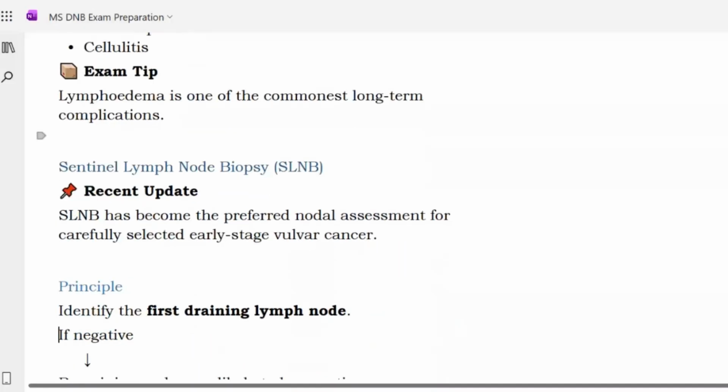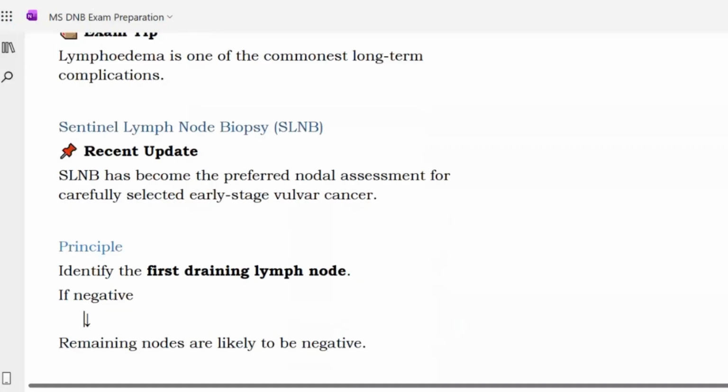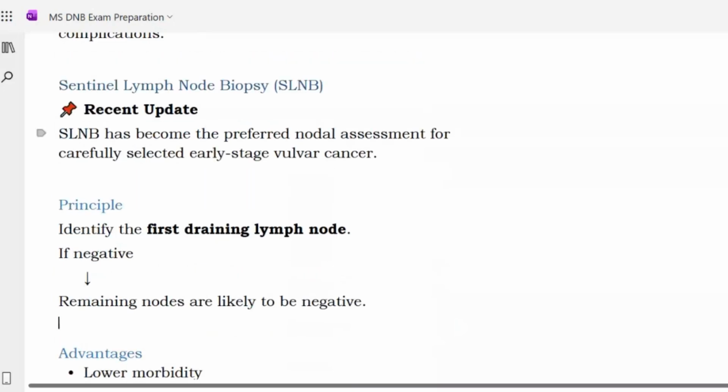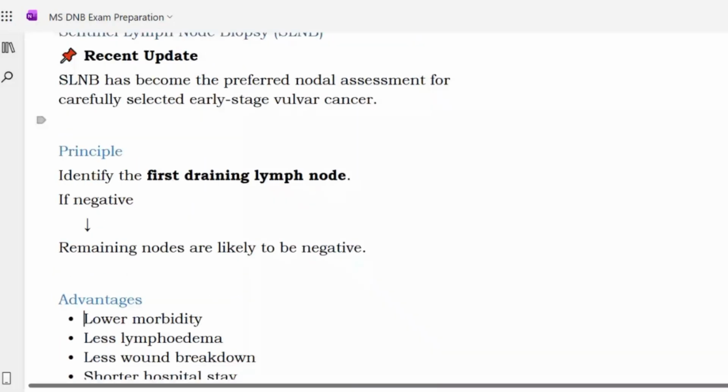Okay. Now, sentinel lymph node biopsy, SLNB. Okay, so SLNB has become the preferred nodal assessment for carefully selected early stage vulvar cancer. Okay, so what is the principle? Identify the first draining lymph node. If it is negative, remaining nodes are likely to be negative. So what we will do, we will identify the first draining lymph nodes. If it is negative, the remaining nodes are unlikely to be affected.